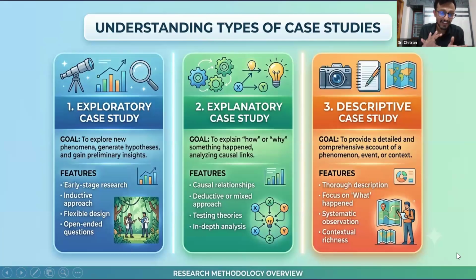Explanatory case study is different. There it's more like deductive, where you're using theories and then trying to build upon a work or a case study or a topic, right?